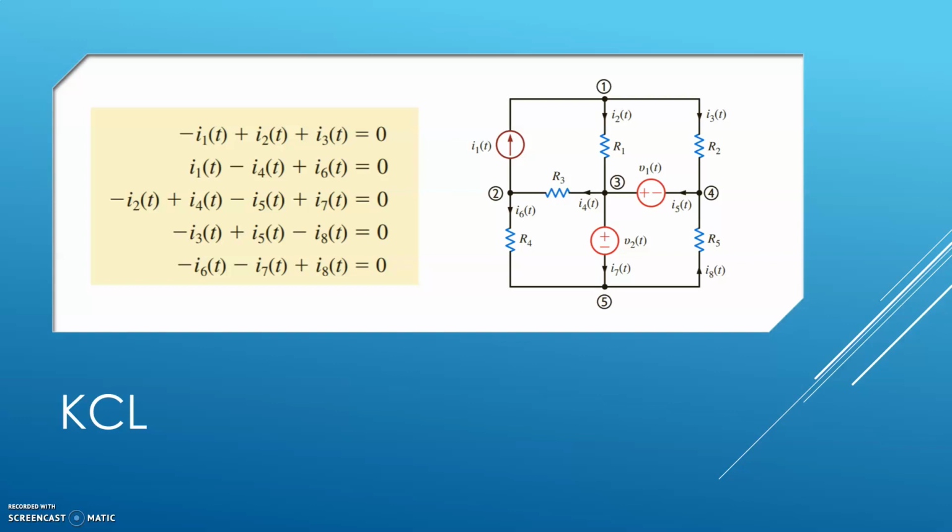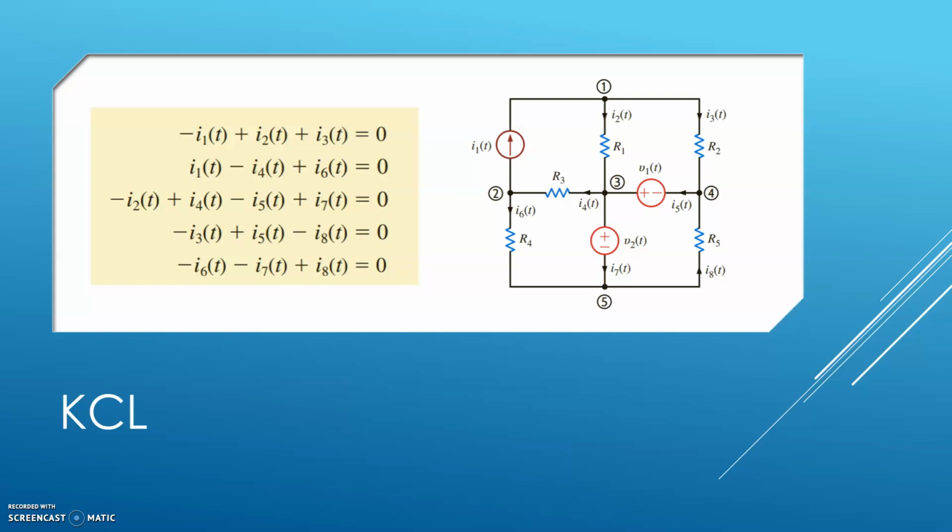So for node 1, we get the equation negative I1 plus I2 plus I3 equals 0. Every equation is set equal to 0. So for node 2, we have I1 and I6 leaving, and we have I4 entering. So we get I1 minus I4 plus I6 equals 0.